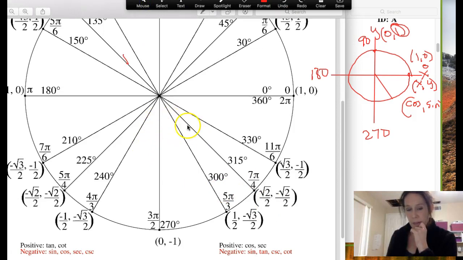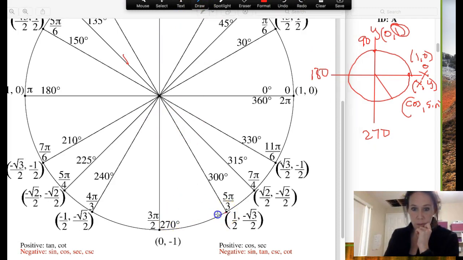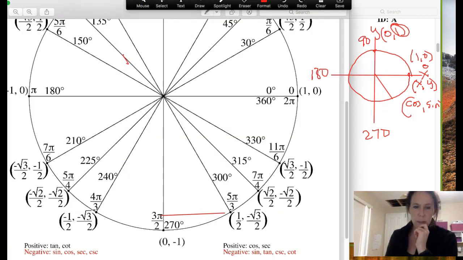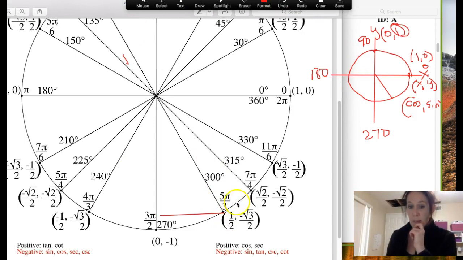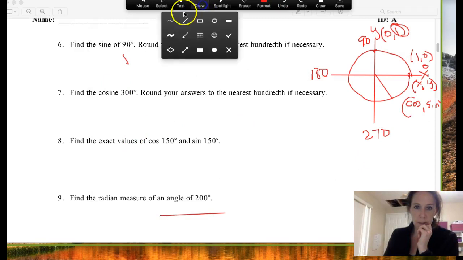It's a 30-degree angle. So with your 30, 60, 90 triangles, this is your 30, that's your 60, this is your 90. The coordinates at 300 are 1/2 and -square root of 3 over 2. It asked us for the cosine, I believe. Yeah, cosine, remember it goes cosine, then sine. So the cosine of 300 is going to be 1/2, right here. All right, cosine of 300 is 1/2.